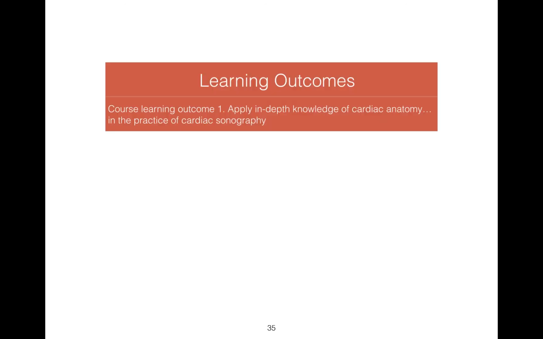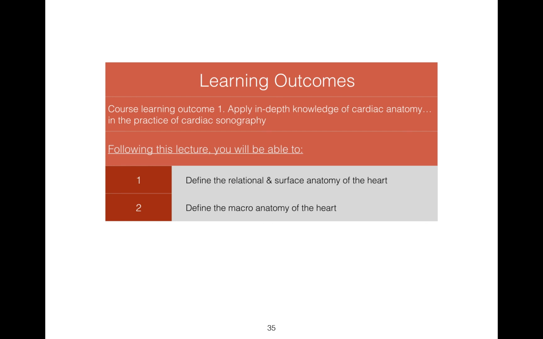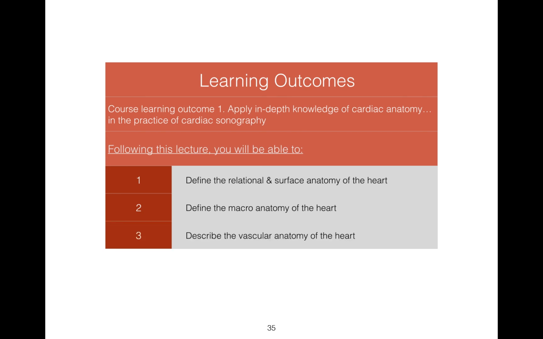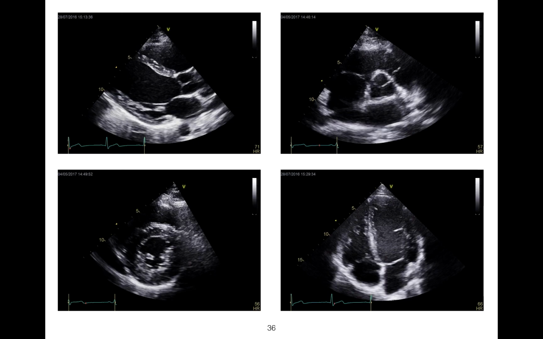So we've considered a number of things, and as I said at the start, this is core knowledge related to one of the key course learning outcomes. This lecture is part of your development of in-depth knowledge of cardiac anatomy. I hope you appreciate more fully now the relational and surface anatomy of the heart, and are better able to define the macro anatomy of the heart, to describe the vascular anatomy of the heart, and relate essential anatomical features of the great vessels.